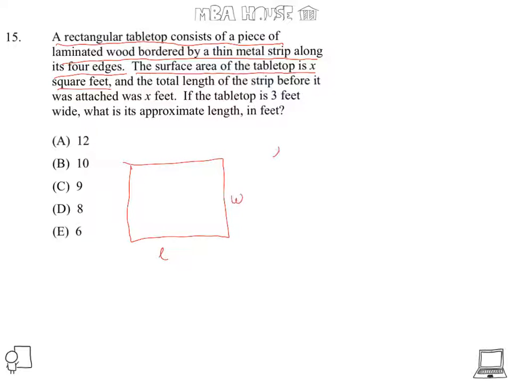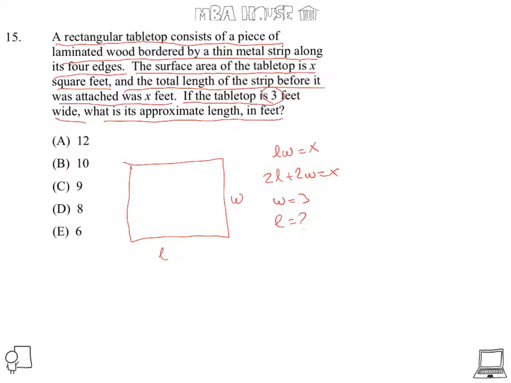Length times width is equal to x, and the total length of the strip before it was attached was x feet, so it's the perimeter. 2L plus 2W is equal to x. If the tabletop is 3 feet wide, so W is equal to 3. What is the approximate length in feet?